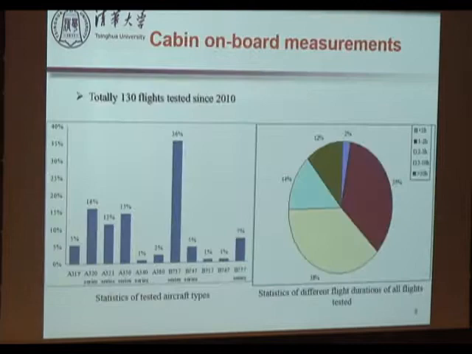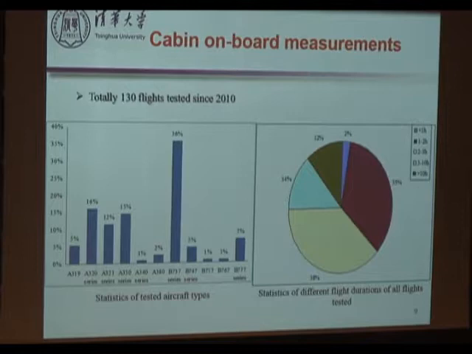Since 2010, we have conducted more than 130 flights with onboard measurement. This measurement covers the majority of the large aircraft types, including all the Airbus and most of the Boeing aircraft. In terms of flight duration, most of them are within 1 to 3 hours. However, we do have some, about 12%, which is about 15 flights, that are international flights of 10 hours or longer.